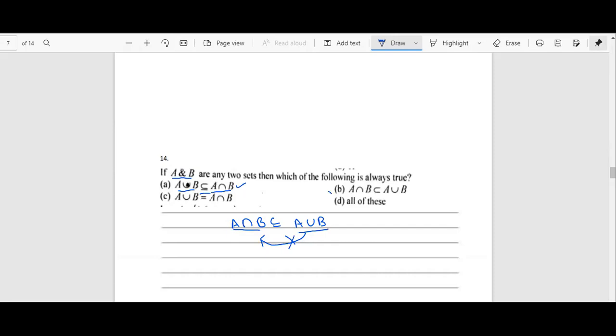So B is the answer, because if A and B are two sets, we do not know any other thing about these sets, but if you look at the B option, we can see that the elements which are common in A and B would definitely be a subset of A union B, because they are going to be in A union B, right? So B is the answer.